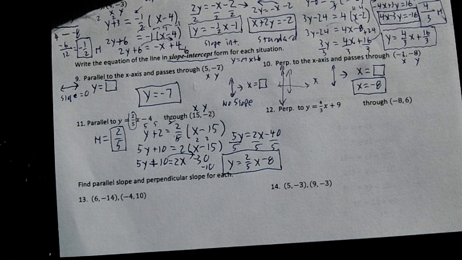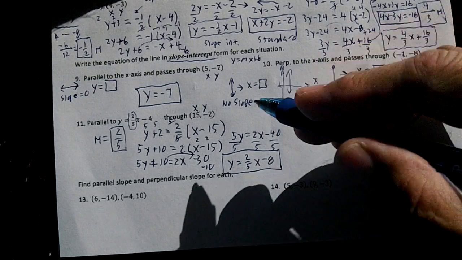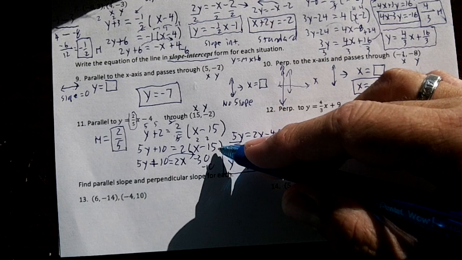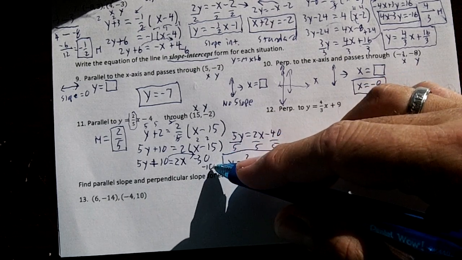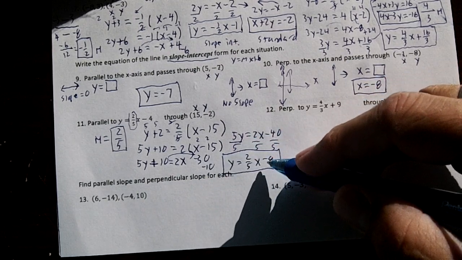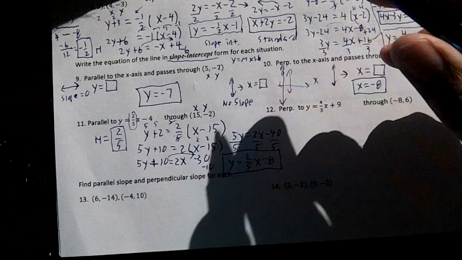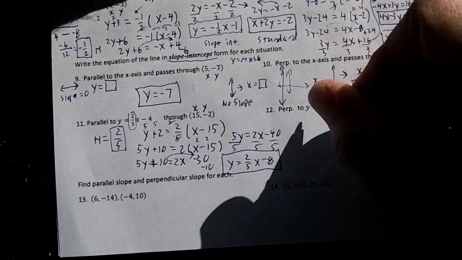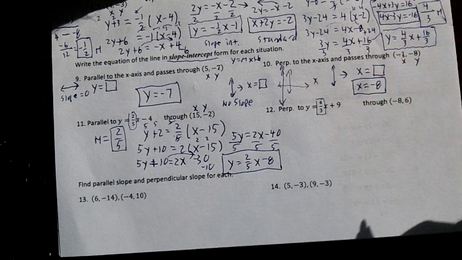Did I do that right? Plus 10, -15, -30, and then divide by 5, -8. Yeah, that's right. Okay, right here, perpendicular to y equal 4/3x plus 9.